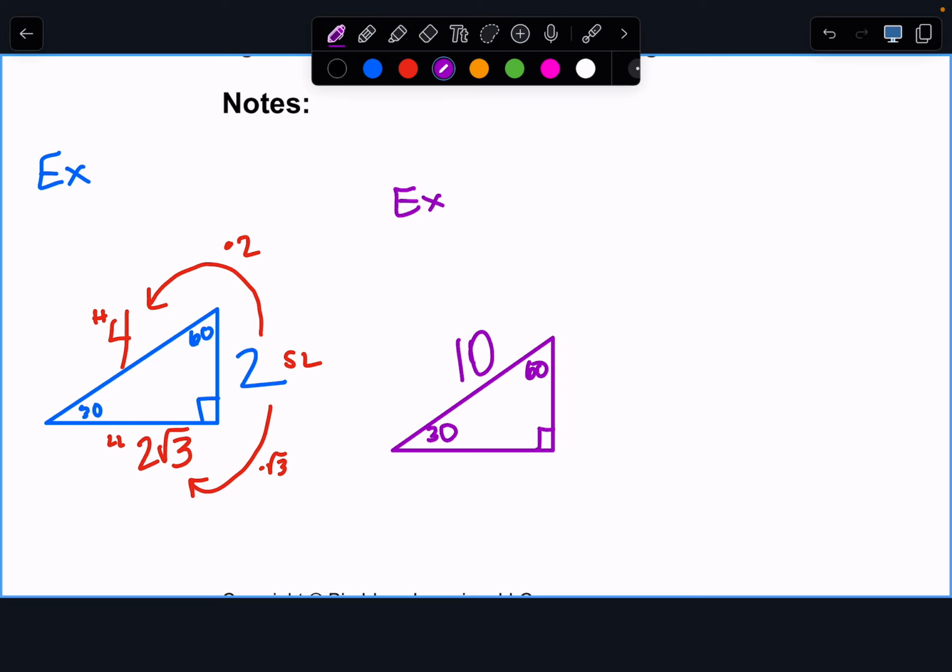Which piece did I write in the purple triangle? Thank you for being able to read the number. Okay. We have the hypotenuse. What do we have to find first? You've got to find the short leg. How do I get to the short leg? Logan? Divide 10 by 2. Which is? 5. And once we have the short leg, we can get the long leg, which would be 5 radical 3.